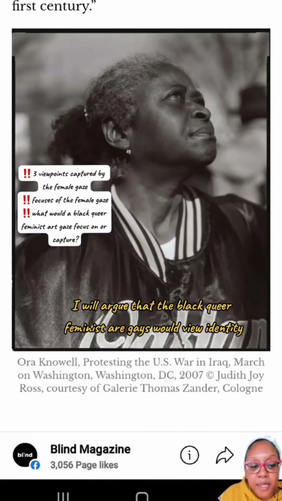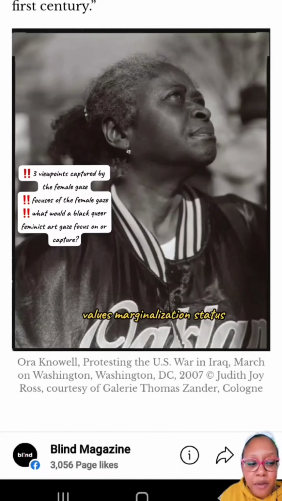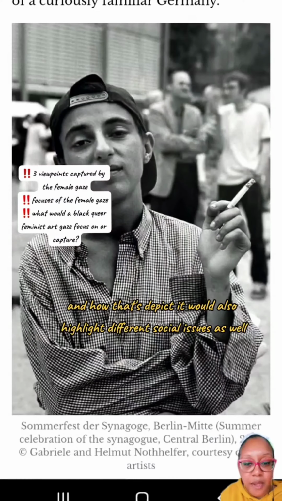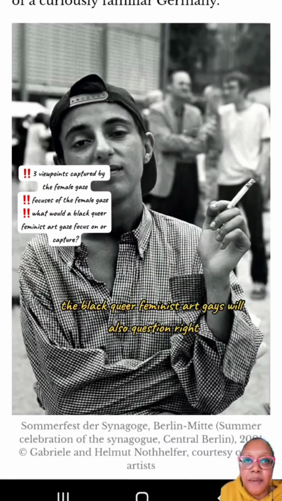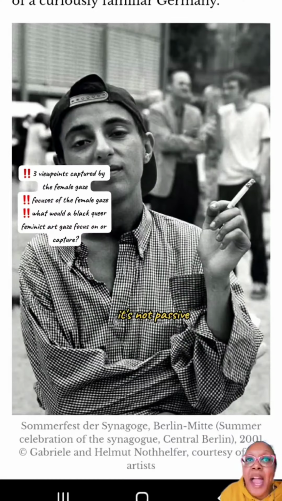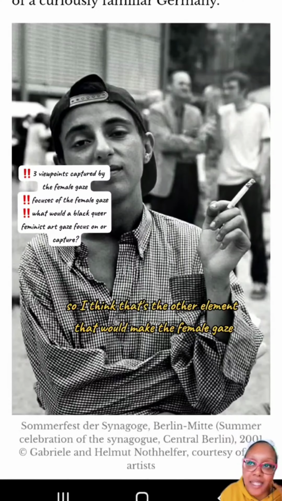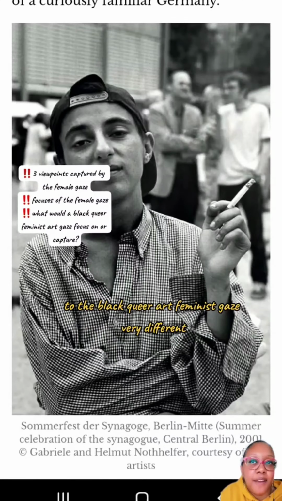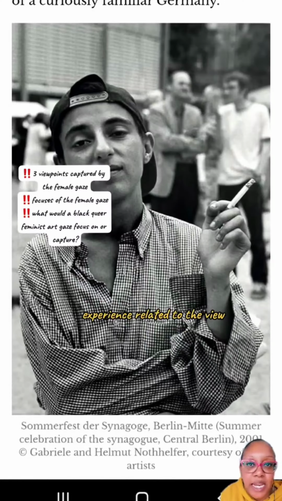I would argue that the Black queer feminist art gaze would view identity, values, marginalization, status, and how that's depicted. It would also highlight different social issues as well. The Black queer feminist art gaze will also question. It's not passive. So I think that's the other element that would make the female gaze and the Black queer feminist art gaze very different, is that it's not a passive experience related to the view.